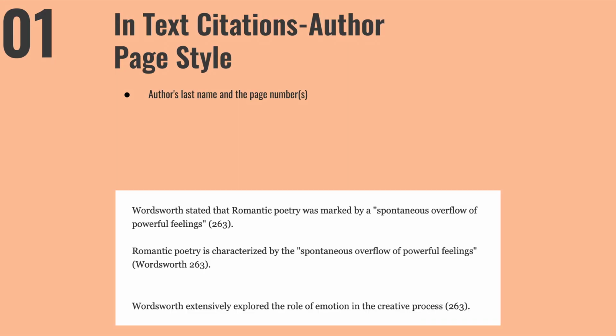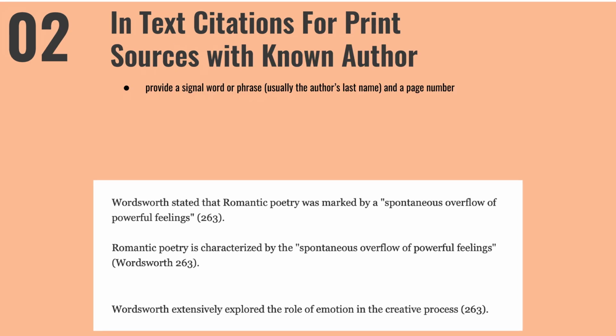The first form of in-text citations is author-page style. This is where you put the author's last name and page number in a citation, and an example is given here. The second form of in-text citations is print sources with a known author, and this is where you provide a signal word or phrase, usually the author's last name, and the page number as well, and an example is provided there as well.